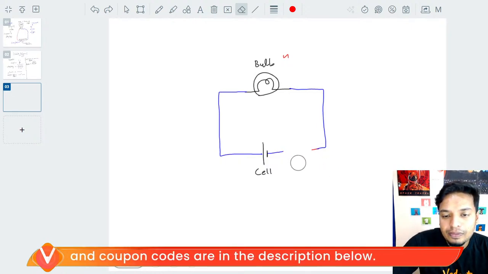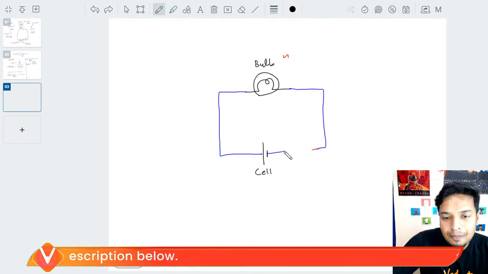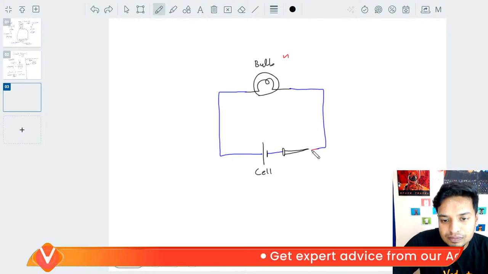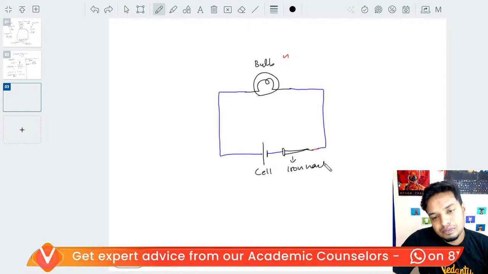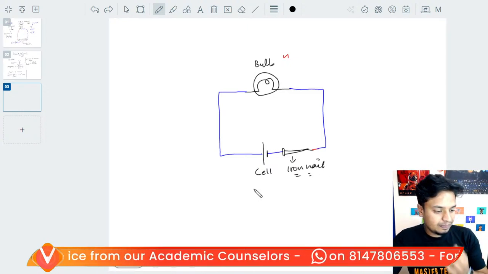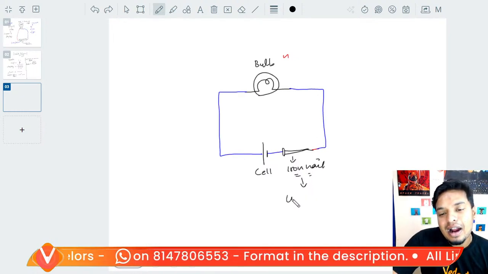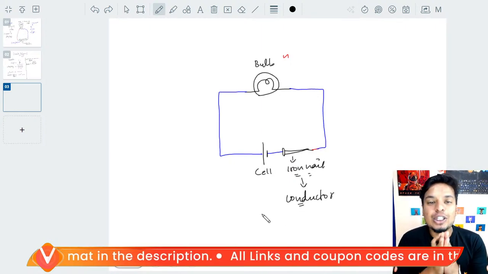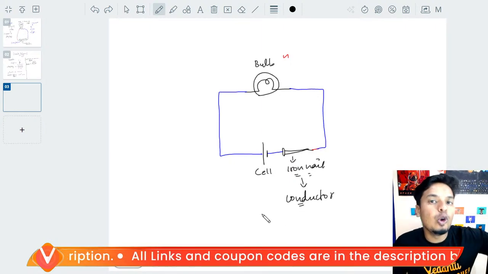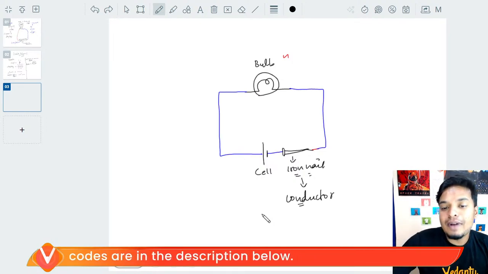Now what if, instead of using a switch, I take an iron nail and connect it. Will the bulb glow, guys? The bulb would definitely glow because an iron nail is a conductor. So conductors are objects which allow electric current to flow through them.